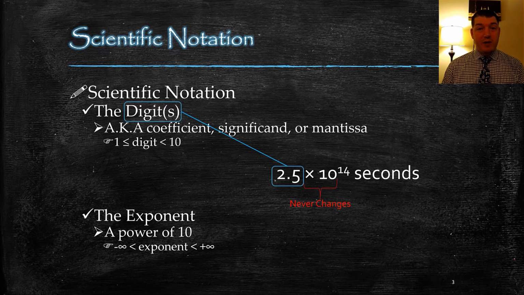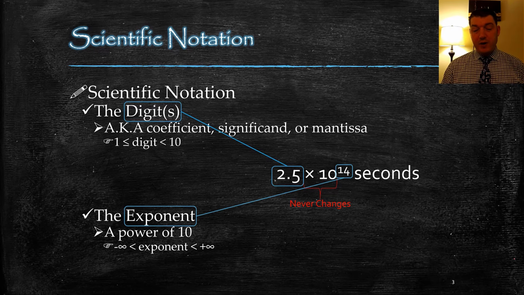But that digit has a very important rule. It has to be greater than or equal to 1 and less than 10. That means it can be 1.0, 1.000, any number of zeros after the decimal place, but it cannot be 10. It can be 9.9 repeating, which means it can go up to almost 10, but it cannot equal 10. So the very important rule is that the digit must be greater than or equal to 1 and less than 10. It cannot be equal to 10, and that'll be important when we start talking about significant figures related to those values.